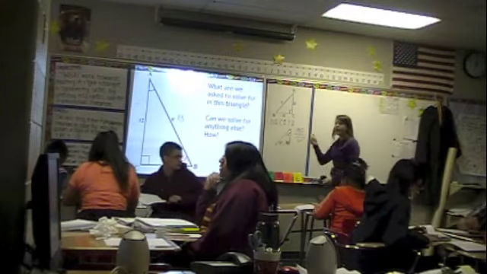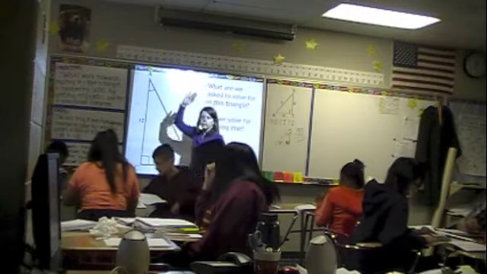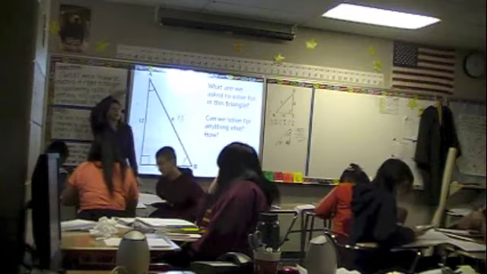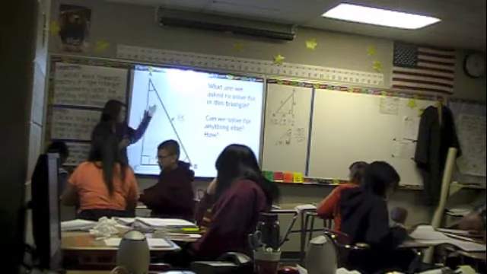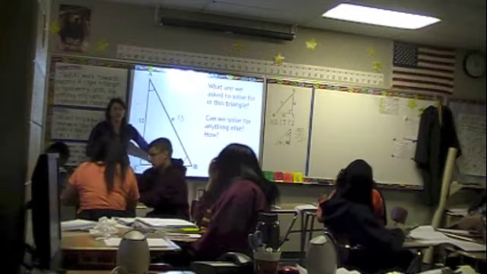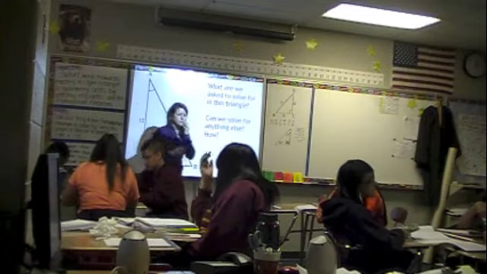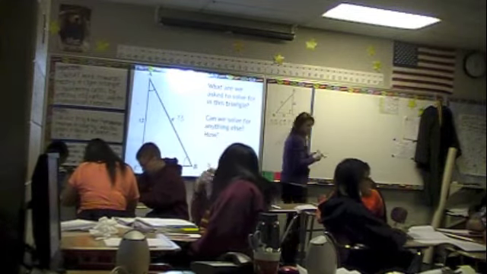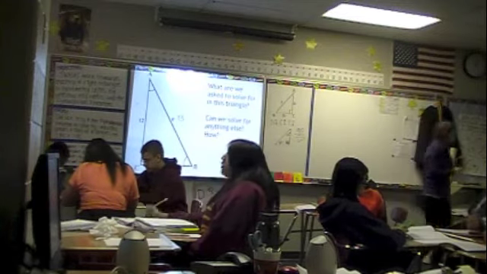Once you have, I need all eyes on me. Once you have one of your angles, either A or B, you then have 2 angles. So how are you going to solve for that third one?